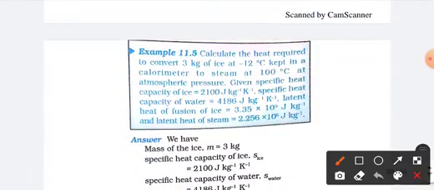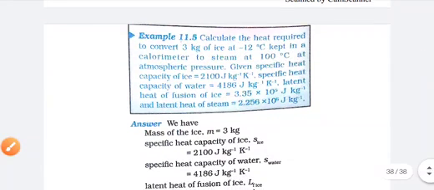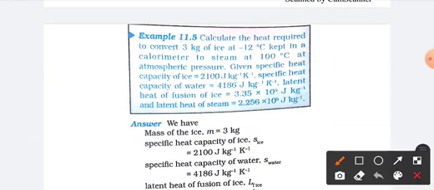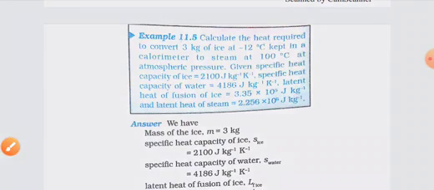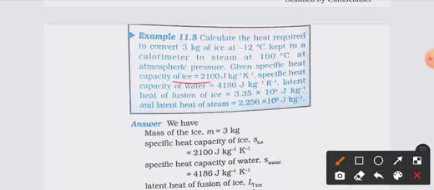Now there is another example. Calculate the heat required to convert 3 kg of ice at minus 12 degrees Celsius kept in a calorimeter to steam at 100 degrees Celsius. We have to convert the 3 kg ice at minus 12 degrees Celsius to steam at 100 degrees Celsius at atmospheric pressure. Given specific heat of ice, specific heat of water, latent heat of fusion, and latent heat of vaporization of steam are also given.